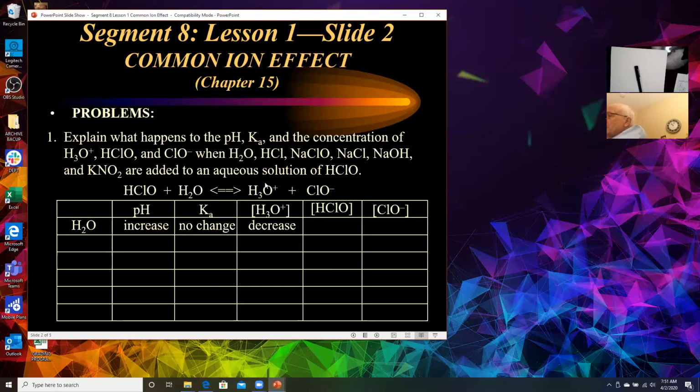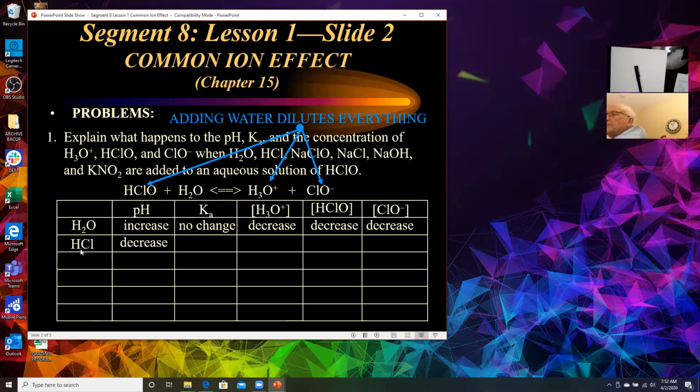The H3O plus concentration is going down. The HClO concentration is going down. And the ClO minus concentration is going down. Now, that's easy to understand. We added water. All we did is dilute everything. If we dilute this, we decrease the concentration of the hydronium ion, but decreasing its concentration increases the pH. Ka certainly doesn't change. So the effect of adding water is just to dilute everything. We'll come back to another point about that in just a moment.